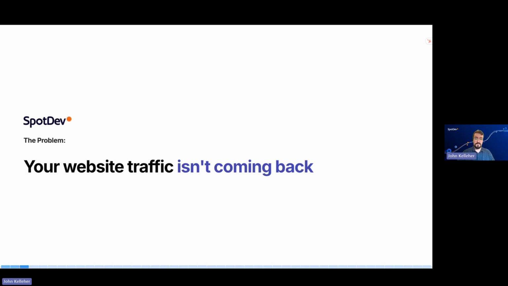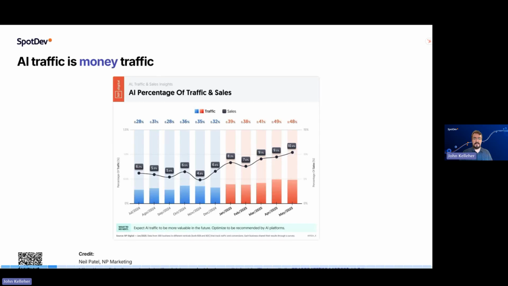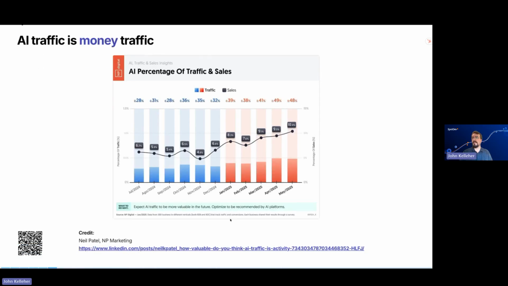And to quote Neil Patel, who is always quite quotable, you can say that AI traffic is money traffic, by which he means that the traffic that you get from AI sources is much more likely to both convert and then convert into a sale than other traffic. And in this chart, Neil Patel is making a case.